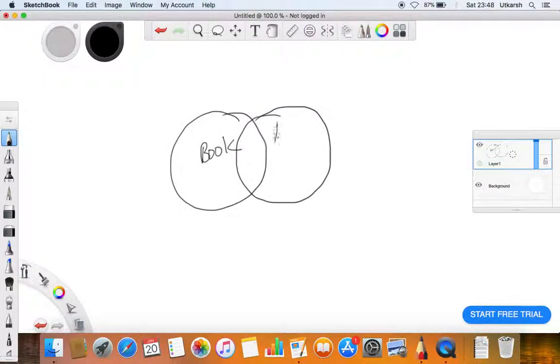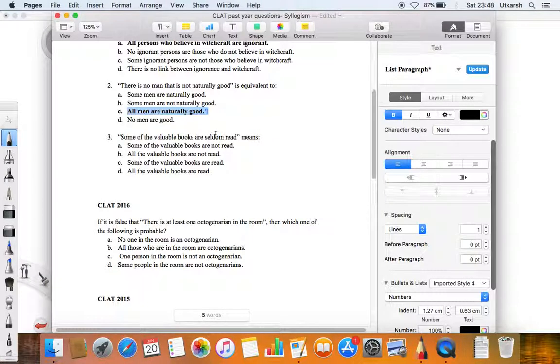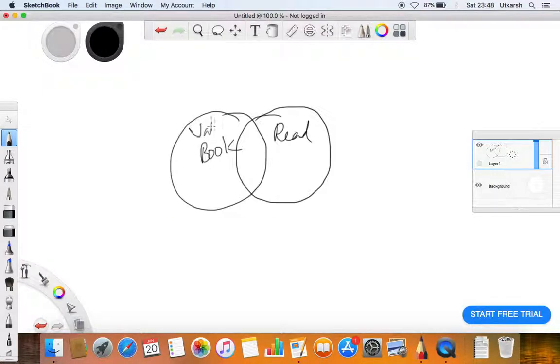Let's just try to do it without this C. So here we have valuable books. When you say some, it means less than all of it, right? Some is less than all of it. All is the entire plate and none is none of the plate, right? So here you have some. So some of the books are seldom read. So those books fall here, right?